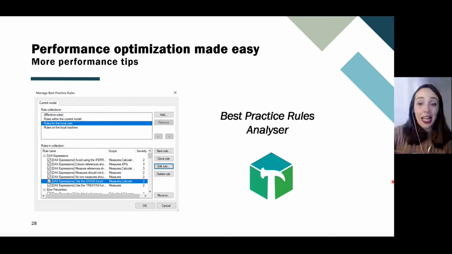So you have, for example, for DAX expressions, you use the divide function. That's a best practice rule. And this best practice rules analyzer will tell you, look, you have this measure that is not using a divide function, so you should use it. It will also warn you about avoiding the IFERROR function. So if you use the IFERROR function, as you can see here, it says, okay, don't use this IFERROR function, and shows how many times you're using it, and you shouldn't be using it.